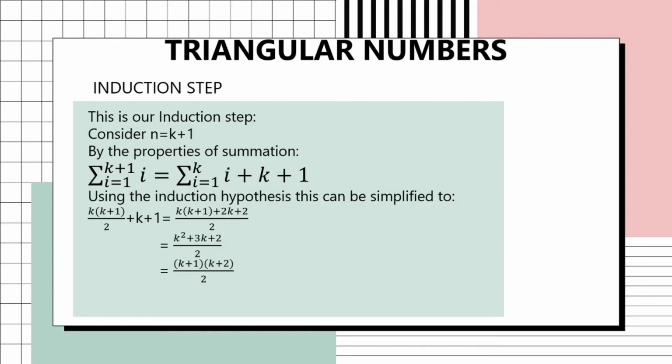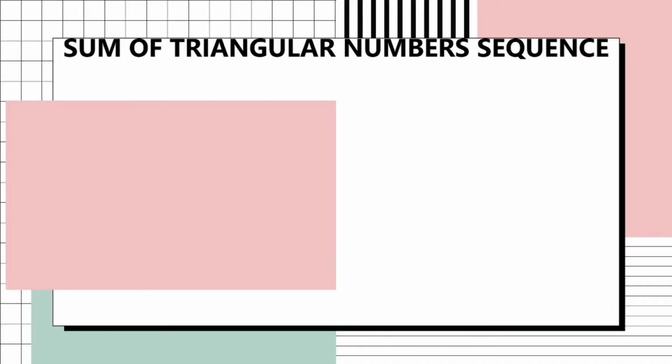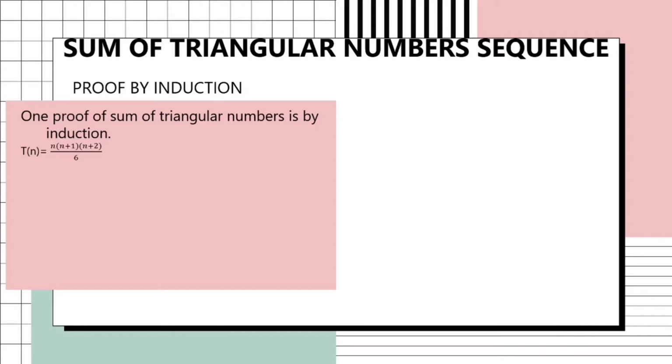So we need to factor out the k squared plus 3k plus 2. So it is equal to k plus 1 multiplied by k plus 2 all over 2. And now we have proven the sum of the triangular number sequence. So proof by induction, one of the proofs of sums of triangular numbers is by induction.